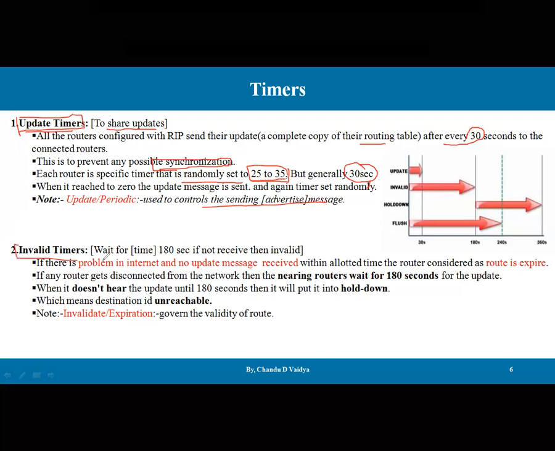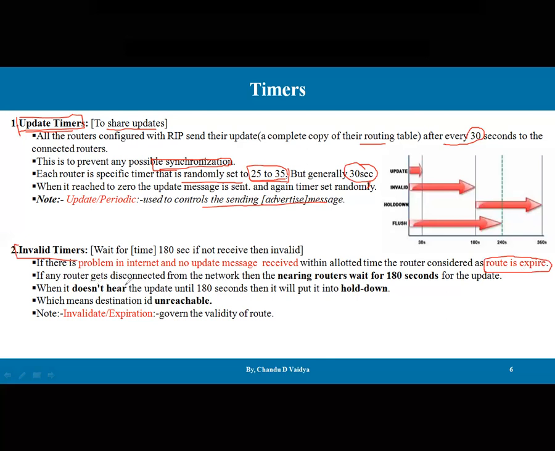What happened? Let's say there is a problem in the internet and no update message is received within the allotted time, the router considers the route expired. Let's say there are routers connected and there is a problem in any network; if no update is received within the allocated time, the route is considered expired.